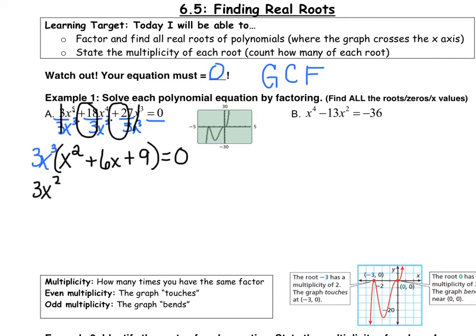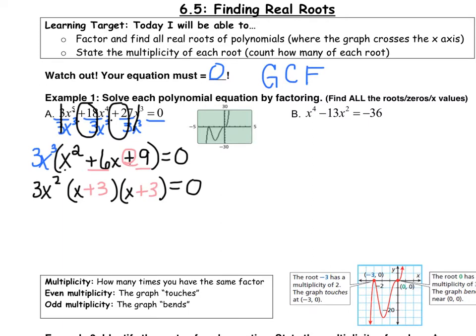We can factor everything that's inside the parentheses. There's 3 terms, so we'll break it into 2 parentheses. X times x is x squared, and we need to find the factors of 9 that add up to 6. So positive 3 and positive 3 will work.